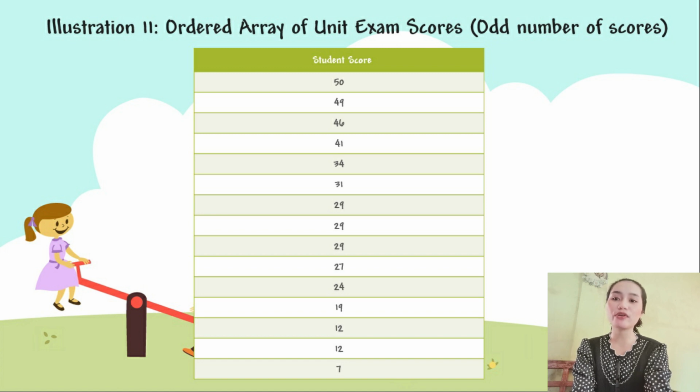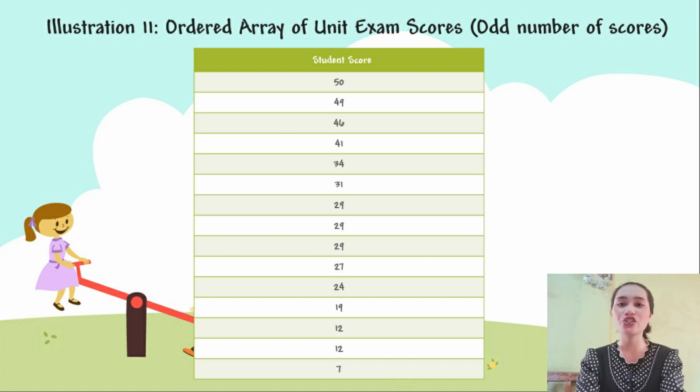The midpoint of the 15 is the 8th score because there are 7 scores above it and 7 scores below it. The teacher then counts down or up to the 8th score to determine the midpoint or median. In the case of illustration 11, the median is 29. Note that for this data set, 29 is also a mode.